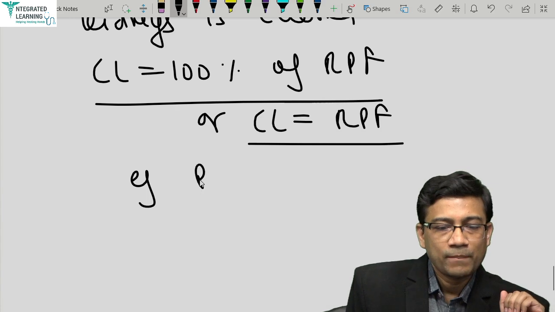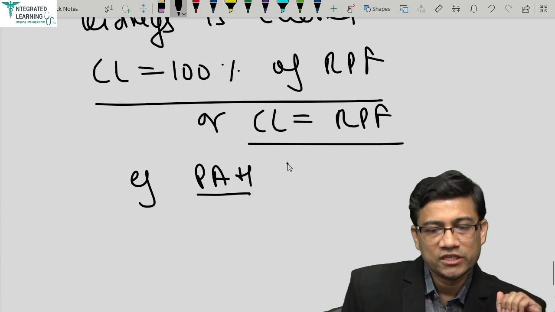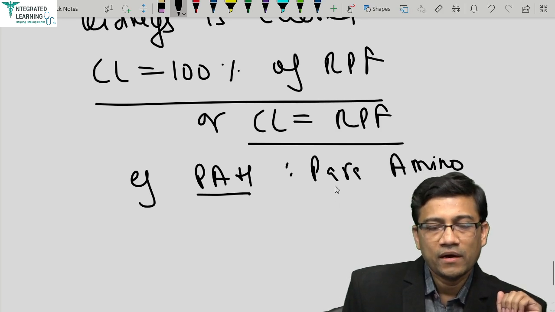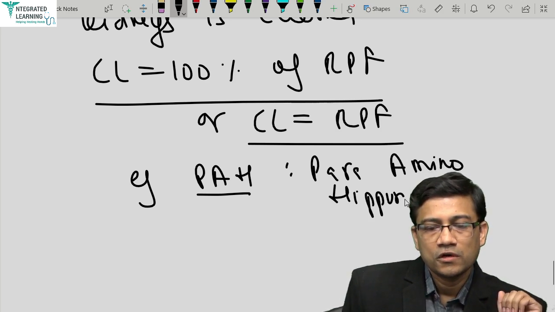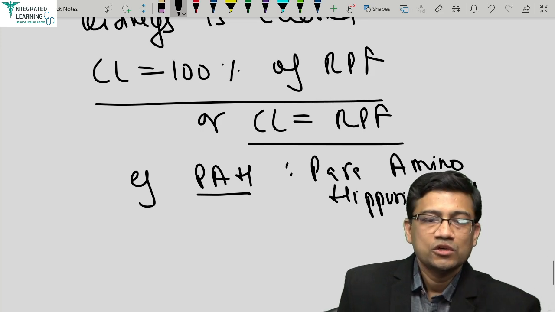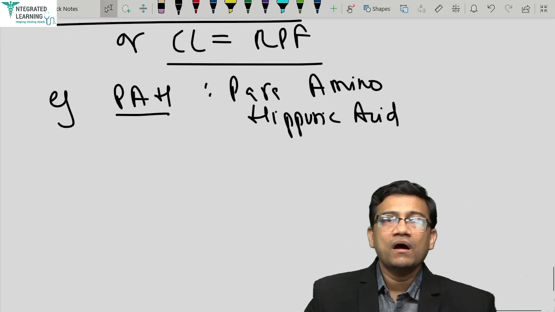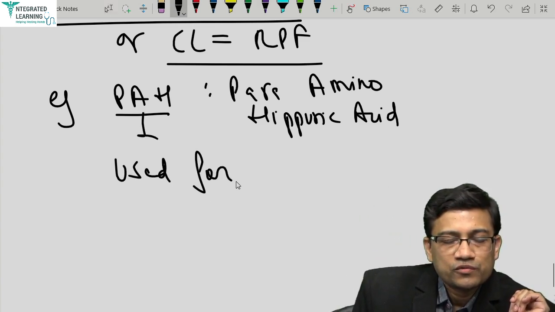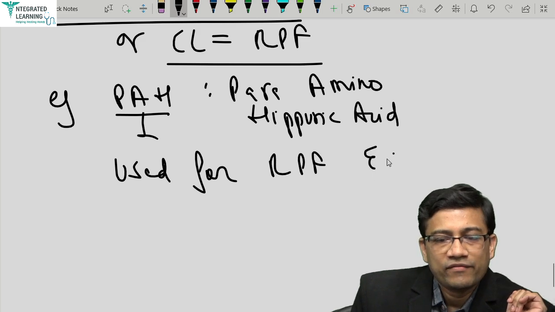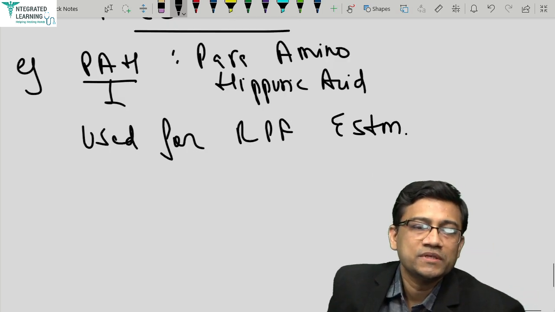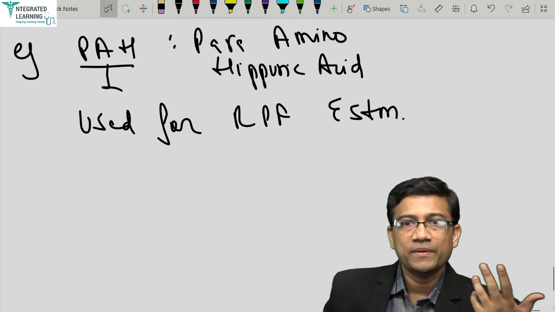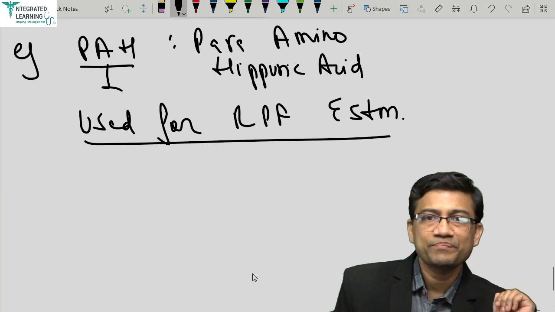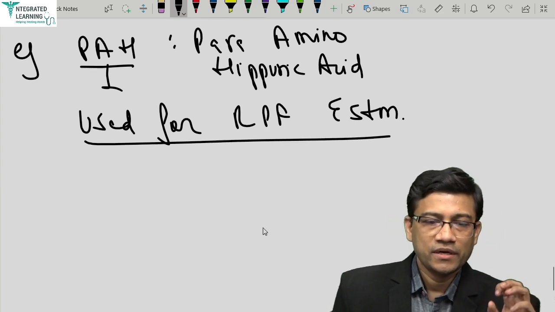Example, PAH, that is para amino hippuric acid. So what is the use of it? It is used for RPF estimation. Okay, RPF estimation. Okay, done. PAH. Now comes the question.